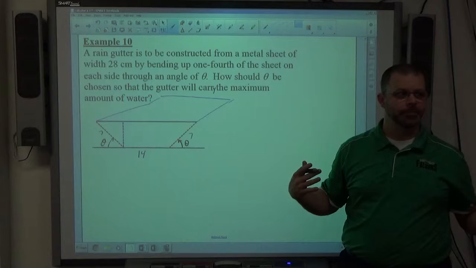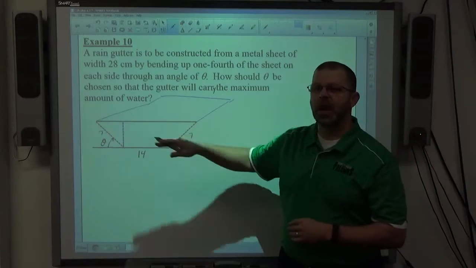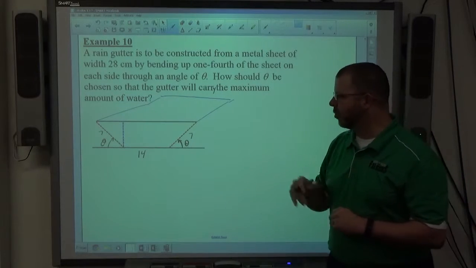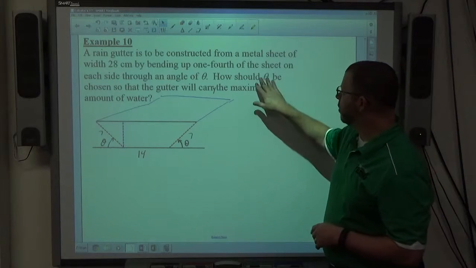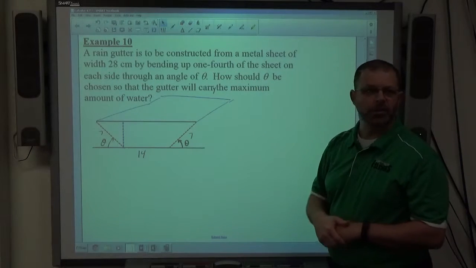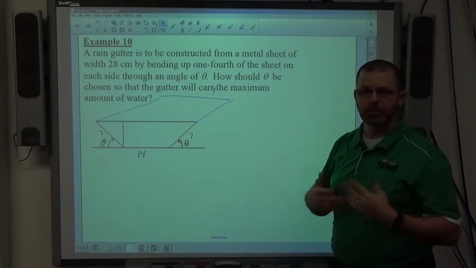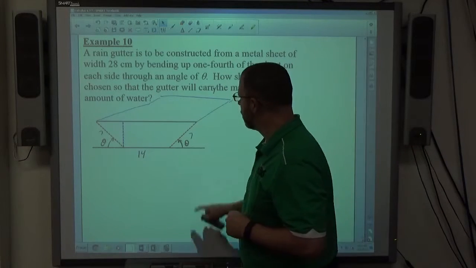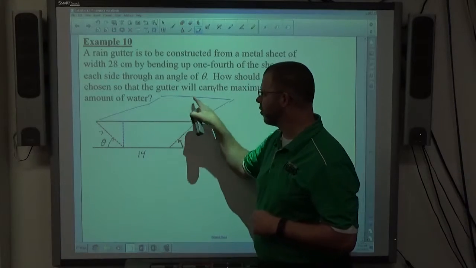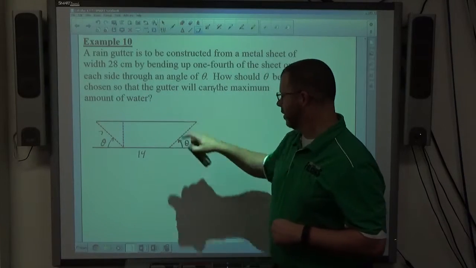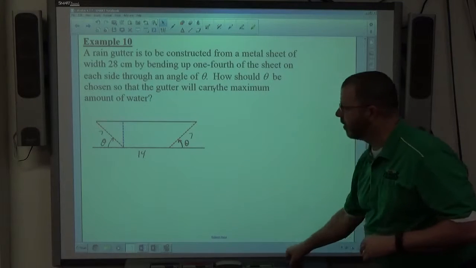Does that make sense? So basically all I have to do is maximize this trapezoid, and it has to do with the measure of theta, because that's what they're asking us to do. What should we do about theta to make sure the gutter carries the maximum volume of water? Does everybody understand the problem for what we're supposed to do here? All right, so let's go ahead and figure this out.